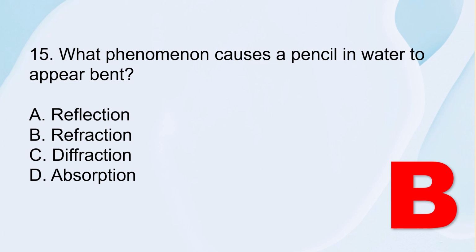Now let's discuss the other choices. Reflection is the bouncing of light. Letter C, diffraction, this is bending around corners. And for letter D, absorption, this is all about light energy taken in. So the correct answer is refraction.